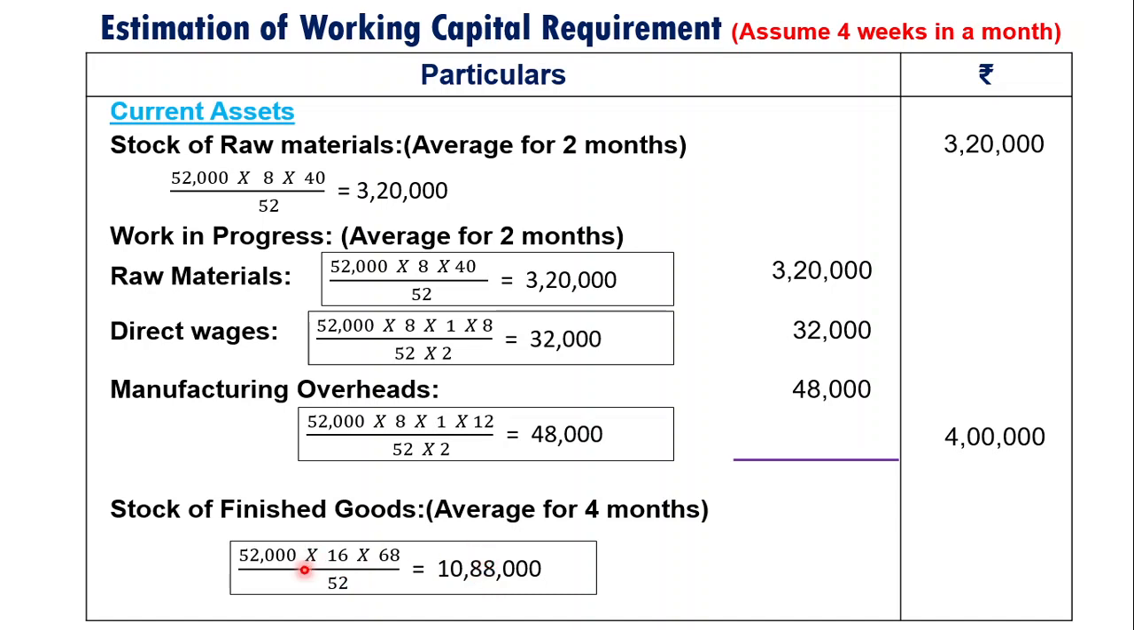The simplification of this is 10,88,000. The 10,88,000 is the amount to be mentioned in the outer column. Please remember these three items. These three items are to be considered for the total when we total the total current assets.